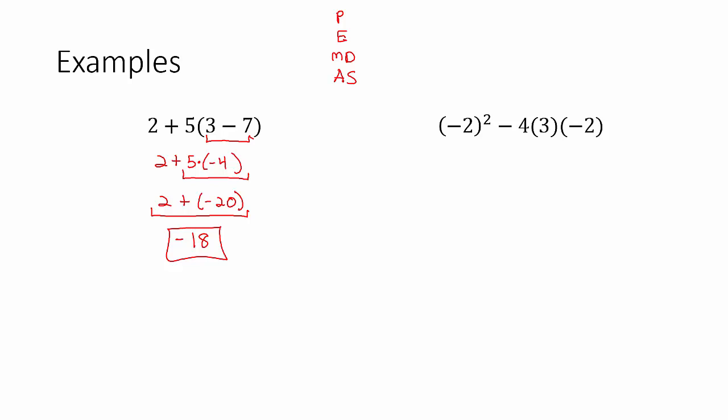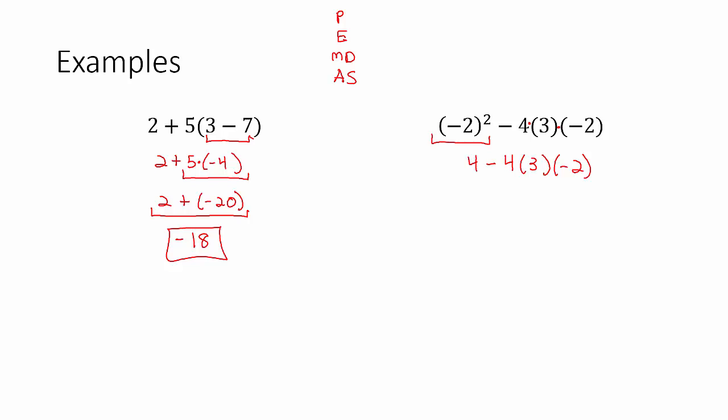Taking a look at this second example, there's several parentheses, but you notice there's no operations inside those parentheses. Those parentheses just hold the numbers and tell us that things next to each other are multiplied. So no parentheses. We'll jump down to exponents. Negative 2 squared. That means negative 2 times negative 2, which is a positive 4, minus 4 times 3 times negative 2.